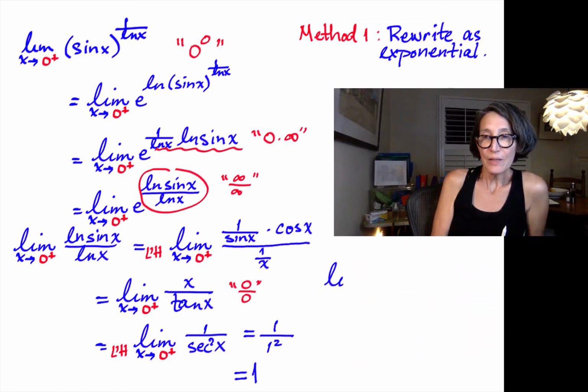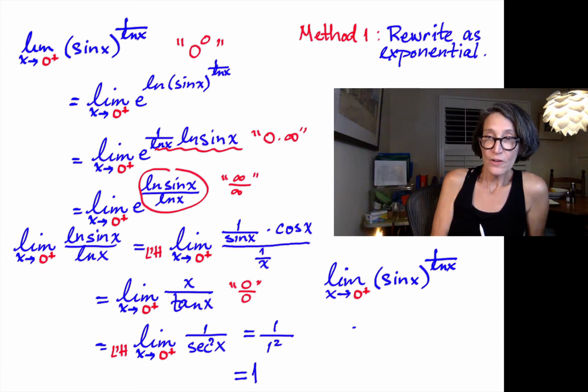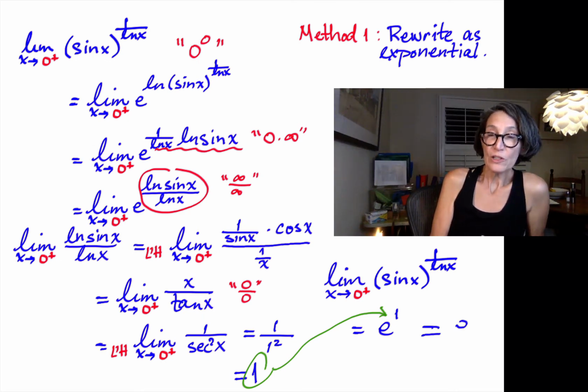And so now the limit that we were looking for originally, the limit as x approaches 0 from the right of sine of x to the 1 over natural log of x, remember that we rewrote that as e to the natural log of sine of x to the 1 over natural log of x. And we found the limit of just that exponent to be 1. So our final answer is e to the 1, or just e.